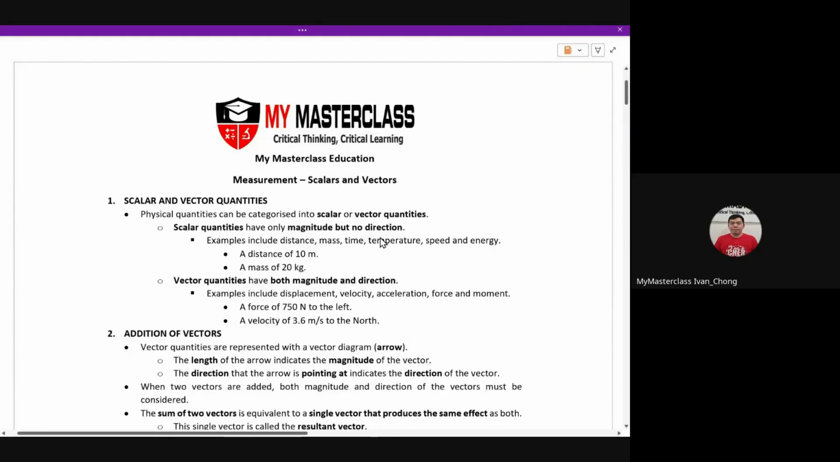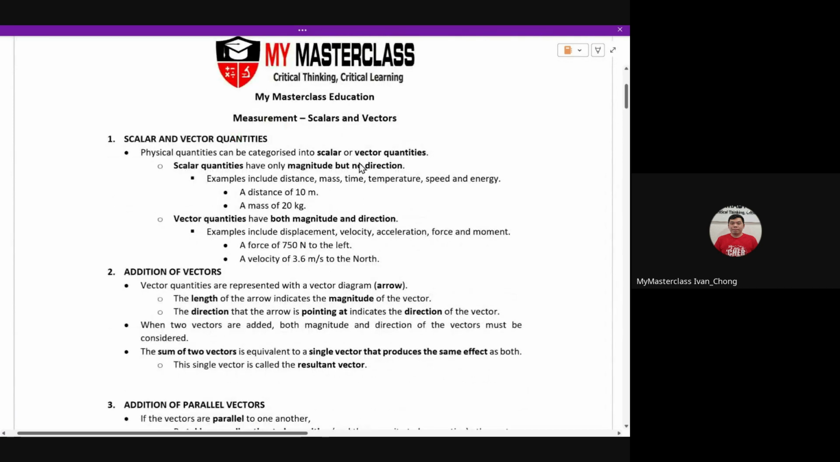Okay, so we'll be going through the chapter on scalars and vectors. Now, some schools will teach it at the very start of the year. Some will only teach it after kinematics or after dynamics. Scalars and vectors are basically about your physical quantities. That's why it's usually taught in the first chapter.